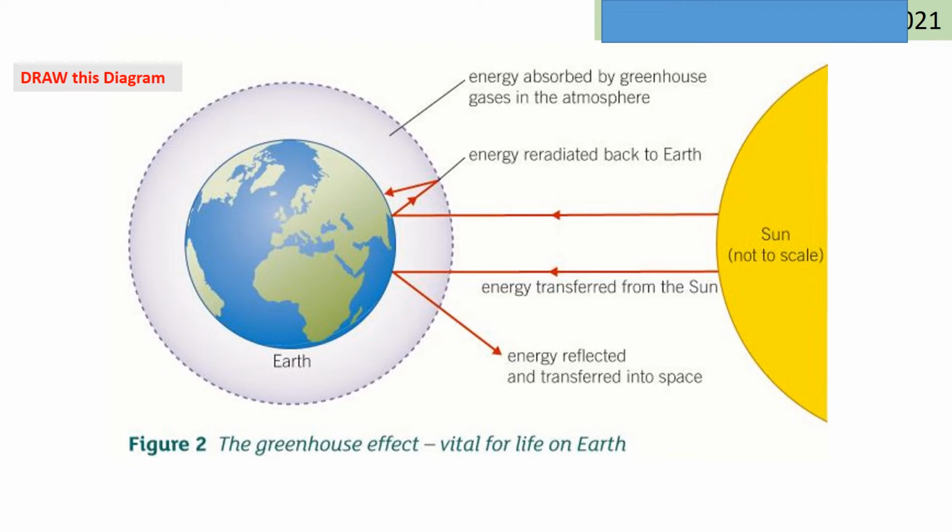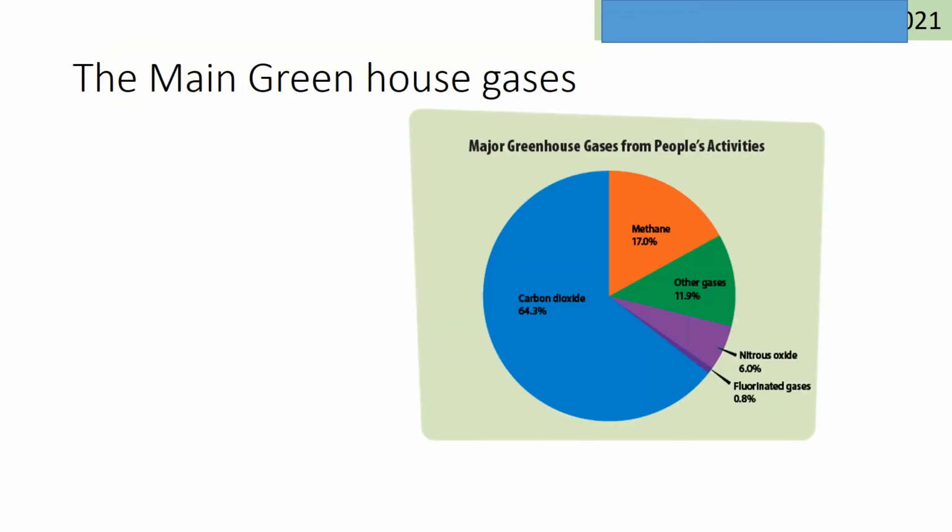Okay, so hopefully you managed to draw that. On we go. So the two main gases are carbon dioxide and methane. But you also have water vapor in there and some of the other gases, and then nitrous oxide, fluorinated gases, and then other gases. The two main ones are carbon dioxide and methane.